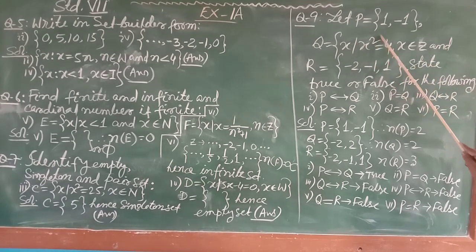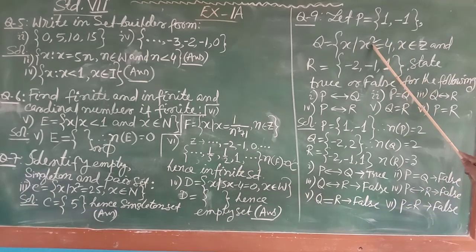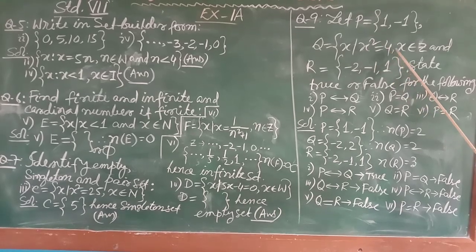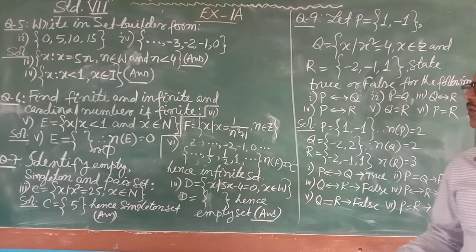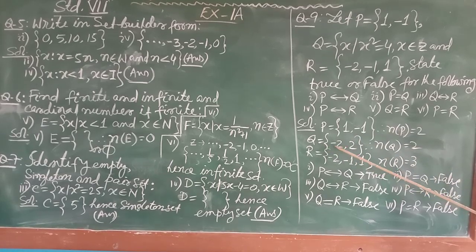In place of x you put an integer's value whose square will become 4. Which integer's square value will become 4? There are two integers whose square value will become 4, that is -2 and 2. So Q in roster form will be -2 and 2, since P is already given to you.